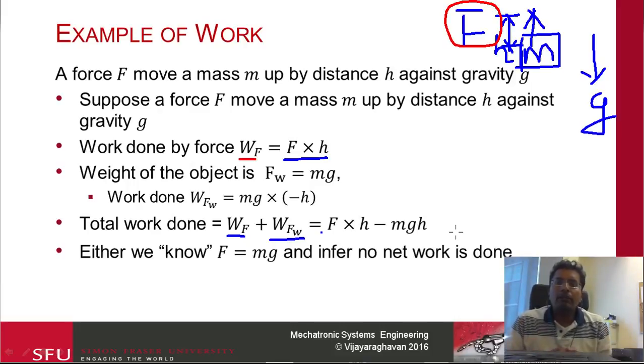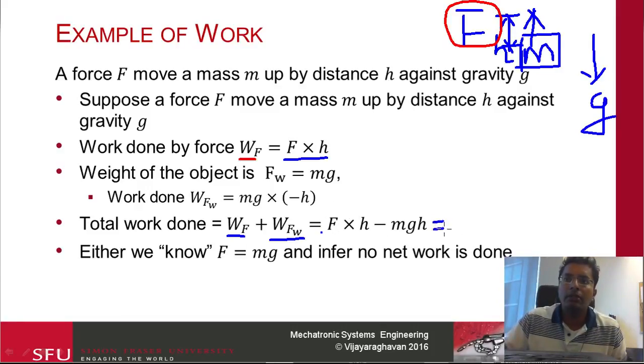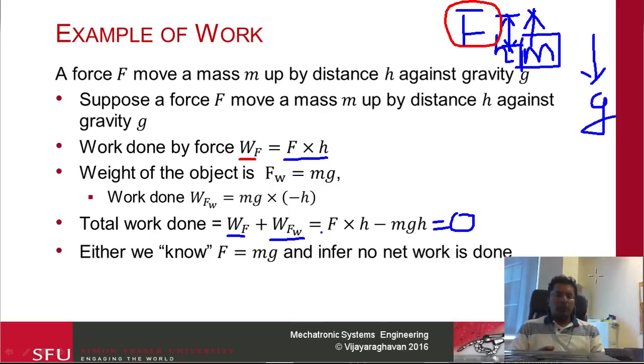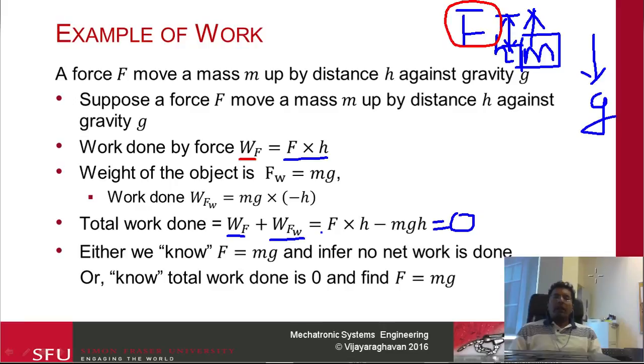On one hand, if we are already great in physics, we know that for equilibrium, F needs to be equal to mg. Then we can infer from this equation that if you substitute F equal to mg, this term becomes 0. This is fairly straightforward. The alternate way of doing it is to say that the total work done is going to be 0 because the system is in equilibrium. If the system is in equilibrium, no force actually does any additional work.